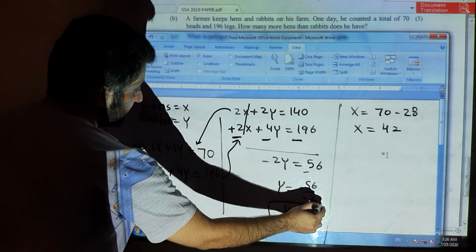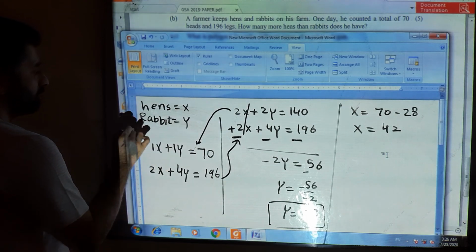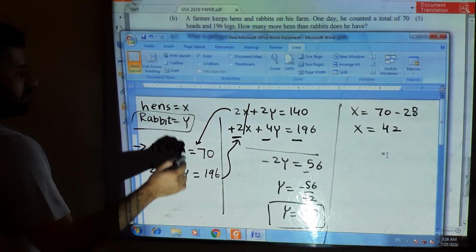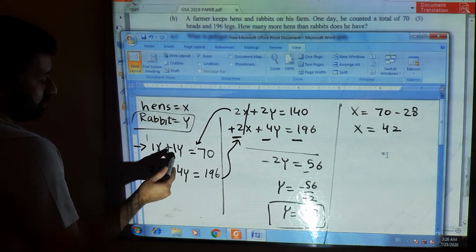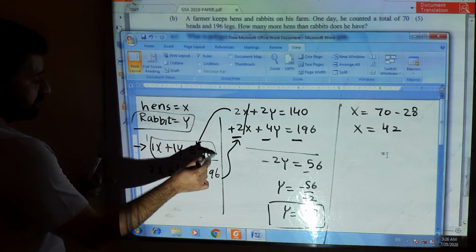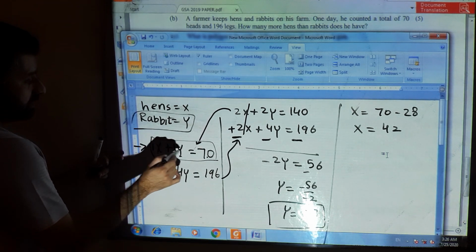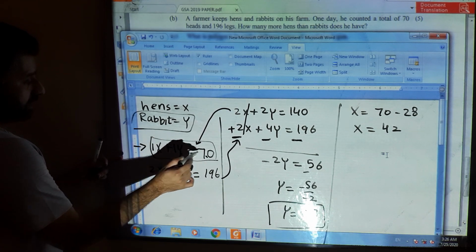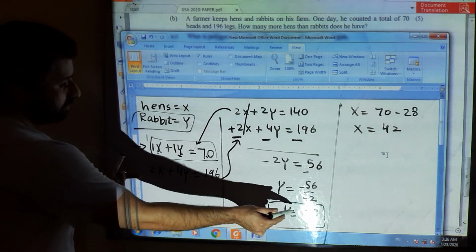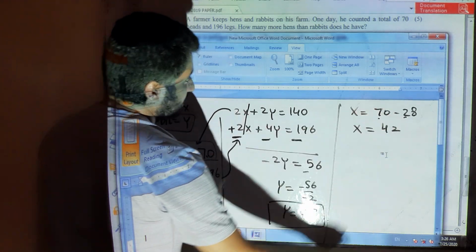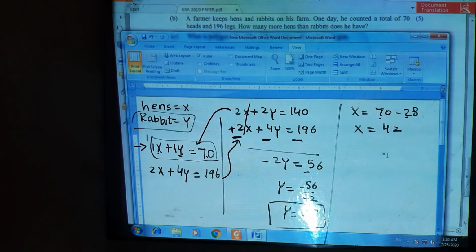y represents the number of rabbits, so there are 28. From x plus y you can calculate the hens. Hens plus rabbits are 70, so hens are 70 minus y, which means 70 minus 28, that is 42. You will get the number of hens as well.